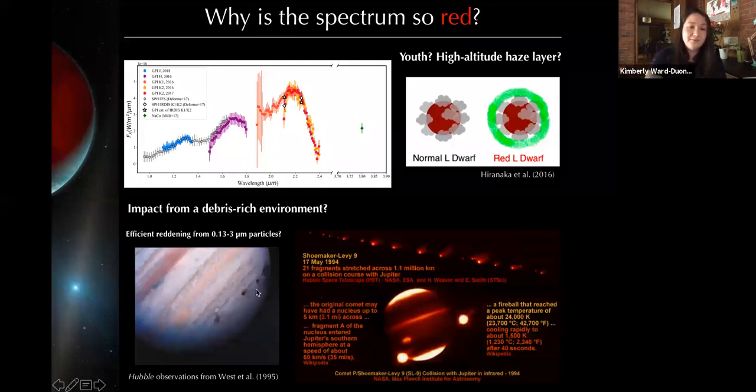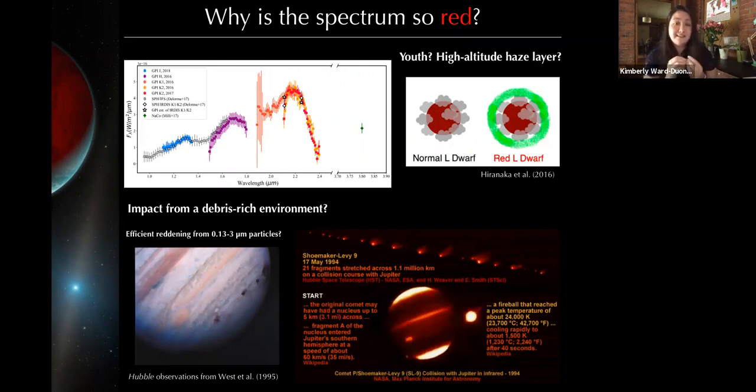So we know from Hubble observations of Jupiter, when the comet Shoemaker-Levy 9 impacted it in 1994, that it left a lot of high altitude particulate, very, very small haze, that made the object look quite a bit redder. And if you apply that treatment to the spectrum, you can actually reconcile this very red spectrum with that of a more normal brown dwarf of intermediate temperature.